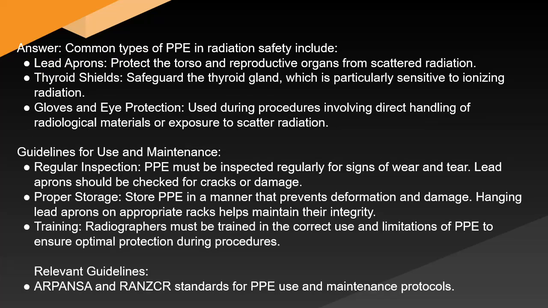Answer: Common types of PPE in radiation safety include lead aprons, which protect the torso and reproductive organs from scattered radiation; thyroid shields, which safeguard the thyroid gland, which is particularly sensitive to ionizing radiation; gloves and eye protection, used during procedures involving direct handling of radiological materials or exposure to scatter radiation. Guidelines for use and maintenance.